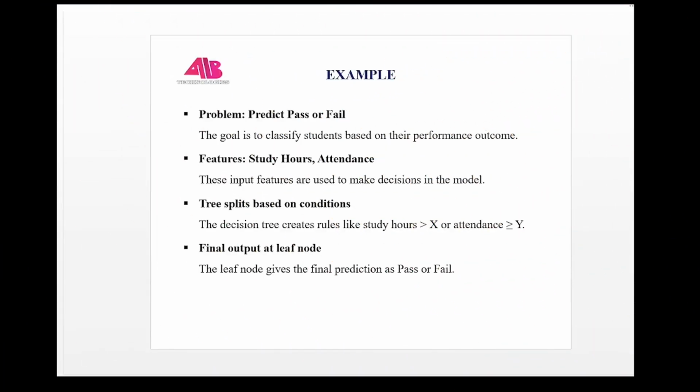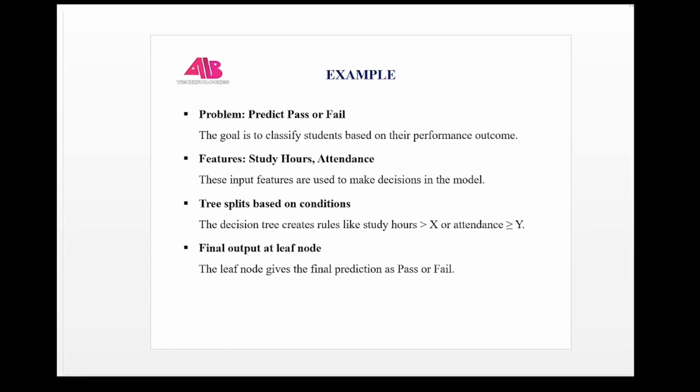Now let's understand decision tree with a simple example. Suppose our problem is to predict whether a student will pass or fail. So basically this is a classification problem. To make these predictions we need some information. Let's say we use study hours and attendance as features. These are the values the model will look at before making a decision.